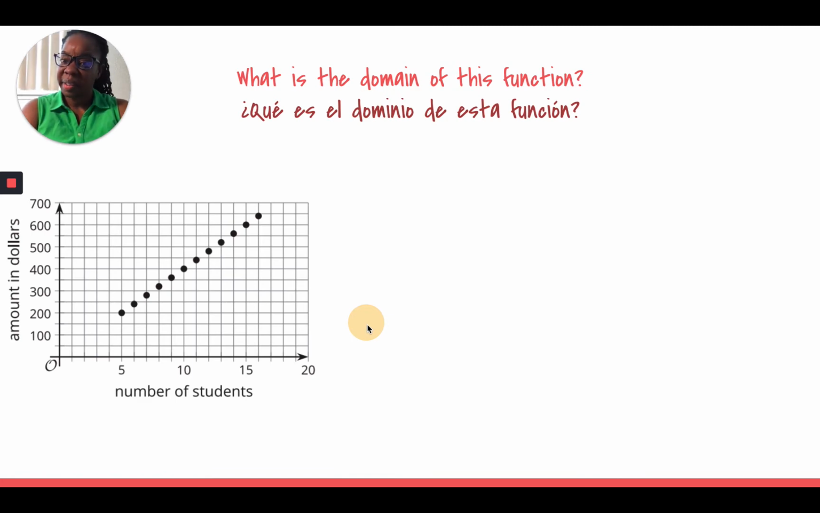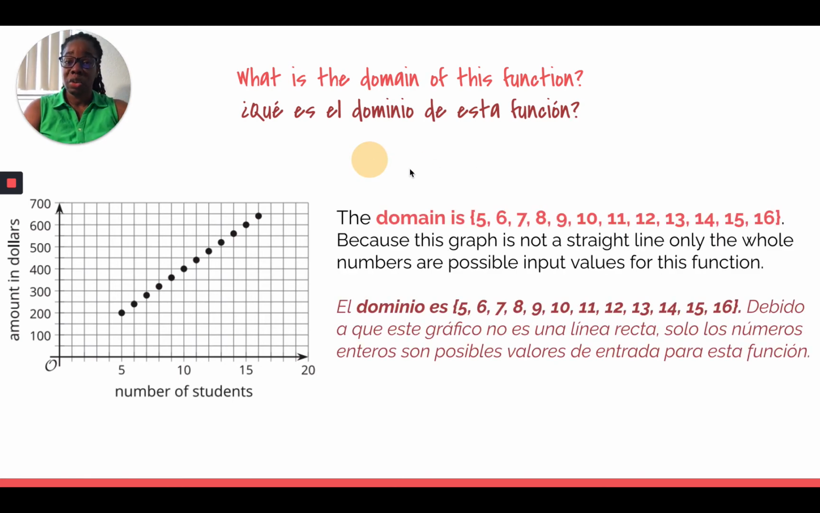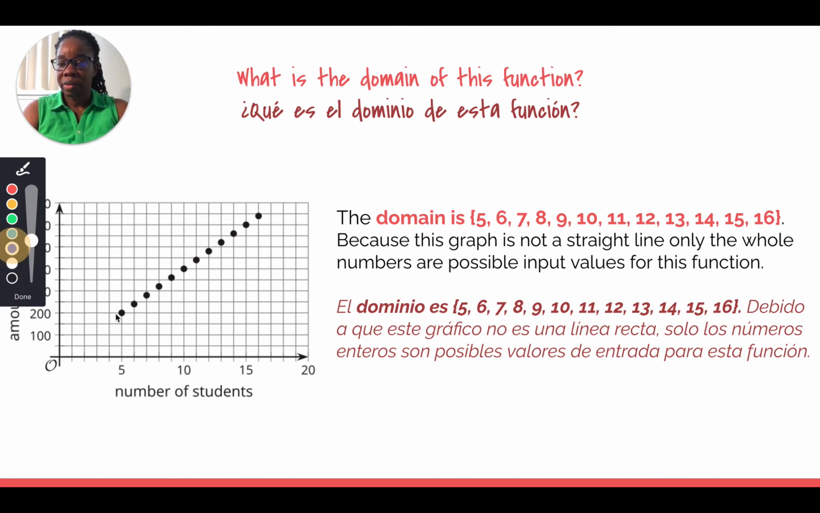What's the domain of this function? If we think about the definition, the domain is a set of all possible input values. This one, if you're looking at this graph, is a little bit different because we don't have a straight line. We just have points on the graph. Here's one point here, one here, one here, one here. So we notice we have specific points, and this is not a straight line.